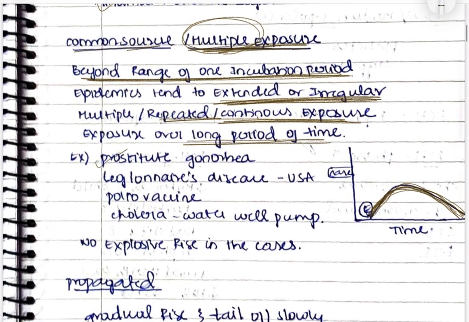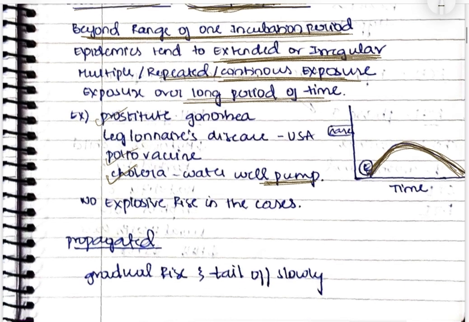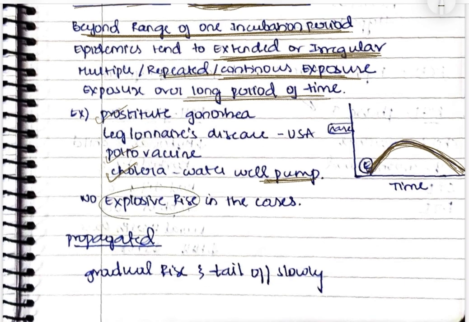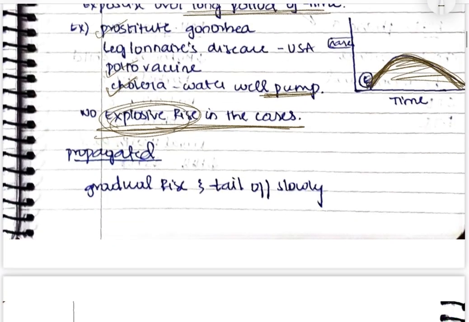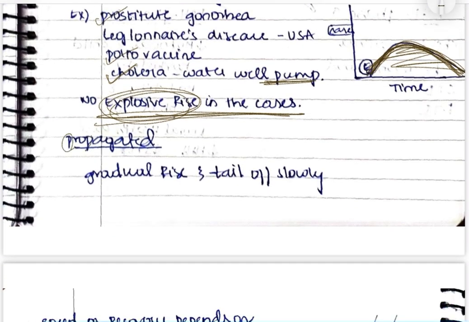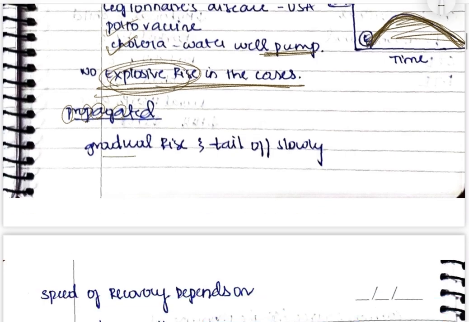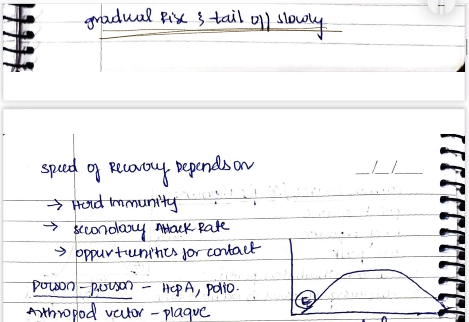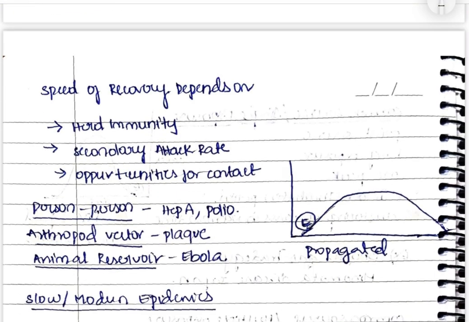So examples: prostitutes spreading gonorrhea, polio vaccine, and also cholera from the pump, right? So here you do not see any explosive rise in the cases. And coming to the propagated type, you will be having person-to-person, arthropod vector, and the animal reservoir, right? So there is a gradual rise and it tails off slowly. So the graph is gradually rising and tailing off slowly.